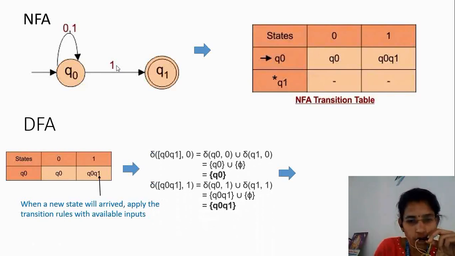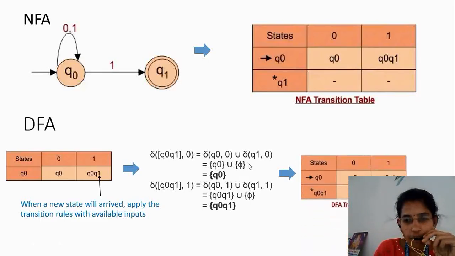So we apply the transition rules to the state Q0, Q1 for the input 0. Just take the union of the transitions: Q0, 0 union Q1, 0. For Q0, 0 I have the output Q0, but there is no output for Q1, 0. So combining these, I get Q0. For the same state Q0, Q1, apply the input 1: Q0, 1 union Q1, 1. So here the output is Q0, Q1, which is my final state.